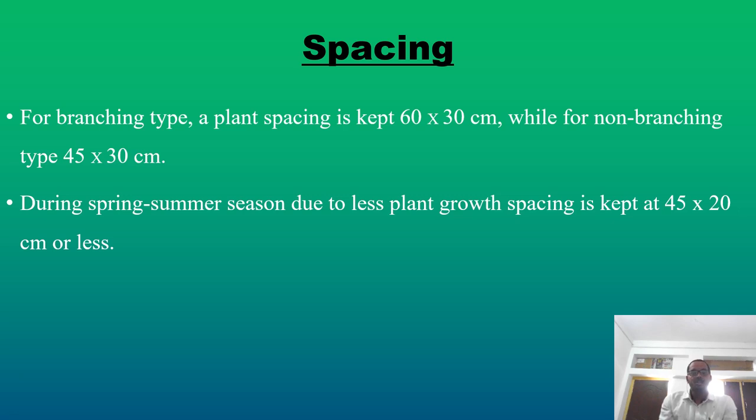And the spacing of okra is also dependent on growing season and the morphology of the plant. In the case of branching type, the spacing is 60 by 30 centimeters, and in the case of non-branching type, the spacing is 45 centimeters by 30 centimeters, between row to row and plant to plant respectively. But in the spring summer season, where plant growth is less, the spacing is kept closer, around 45 centimeters by 20 centimeters, or it can be reduced further.